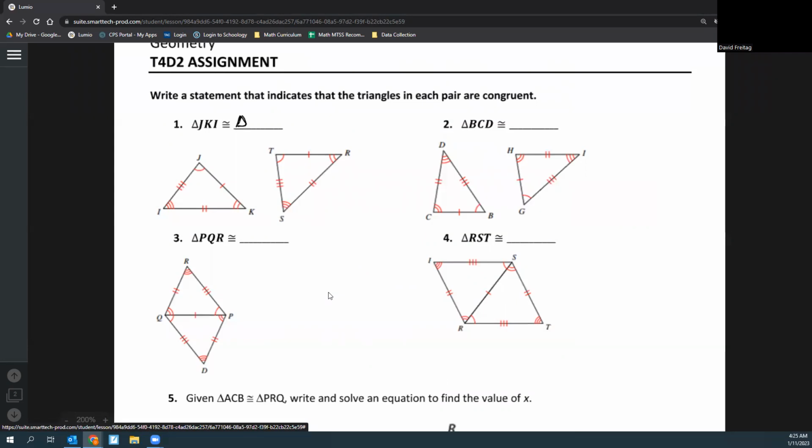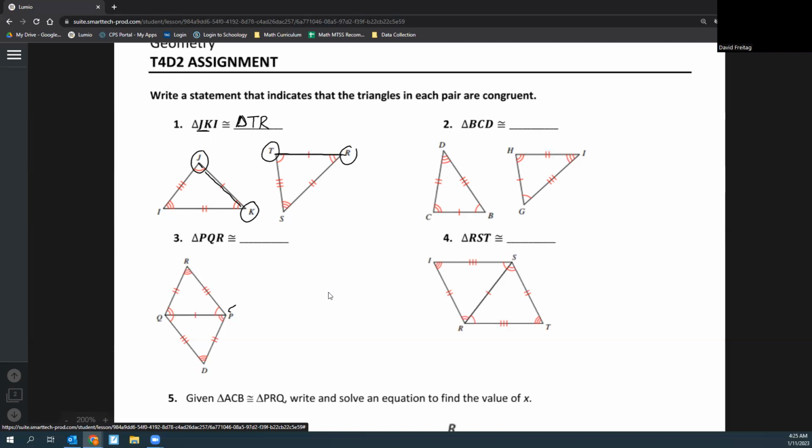I look to see, oh, well, J matches with what other angle? J has one arc, so it has to be T, because T also has one arc. So I know that T has to be the first letter. I look at K. K has the 2 double arcs, so that must mean it's R. And to verify, I look at JK. JK has the 1 dash. The TR also has the 1 dash.